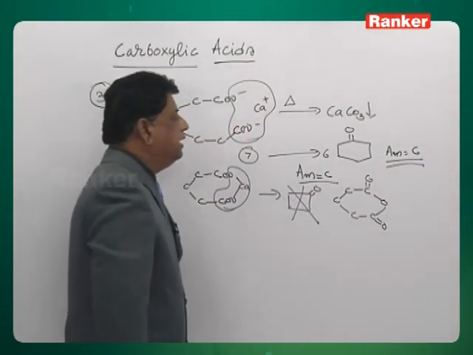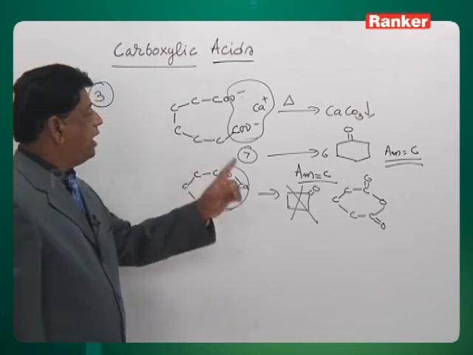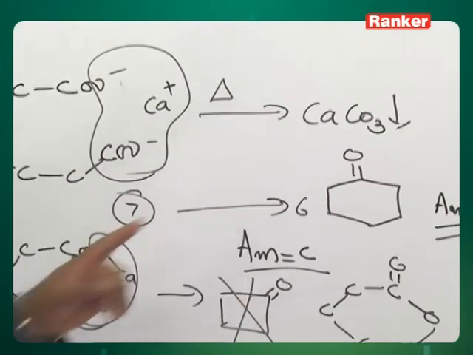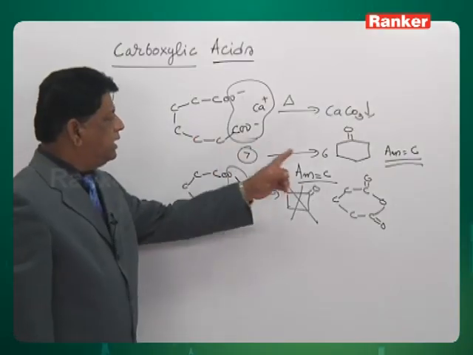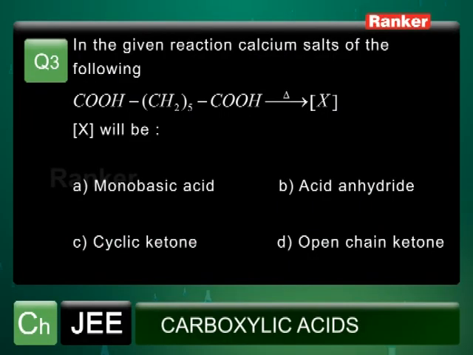A slightly in-depth question it is, actually. In the dicarboxylic acid, it so happens on pyrolysis reaction, 1 calcium carbonate is deleted and you are going to get a 1 carbon less cyclic ketone. So, the given compound is a 7 carbon, therefore, you will get a 6 carbon ketone, right.